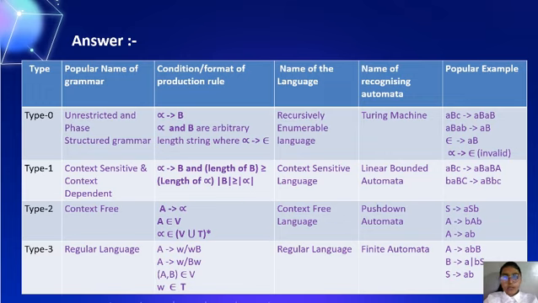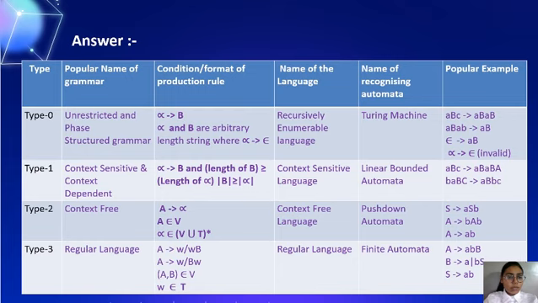And here we have a popular example also. For type 1, the popular name of the grammar is context sensitive or context dependent, and the condition and format of the production rule is alpha to beta, where the length of beta is greater than or equal to the length of alpha, that is, mod of beta is greater than or equal to mod of alpha, and the name of the language is context sensitive language, and the name of the recognizing automata is linear bounded automata, and we have a popular example also.